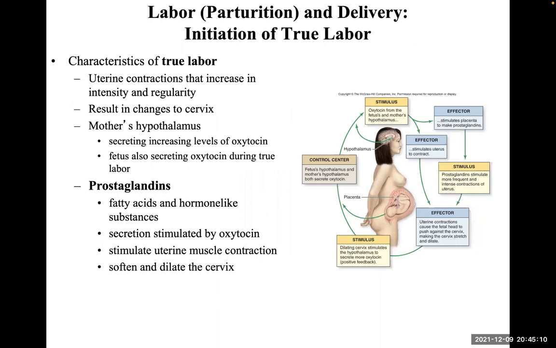Okay, and then we'll finish up, you guys, with this slide. And here's what I want you to know about labor and delivery. So labor, delivery, and for that matter, breastfeeding. So I guess let me back up.